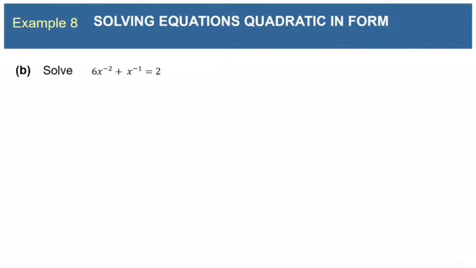Now here's another example. This is part B of example 8, and this one is not really quite as complicated as the last one we looked at. It says 6x to the negative 2 plus x to the negative 1 equals 2. And we can solve this one using that same substitution method that we saw before, because this exponent is twice as big as this exponent.